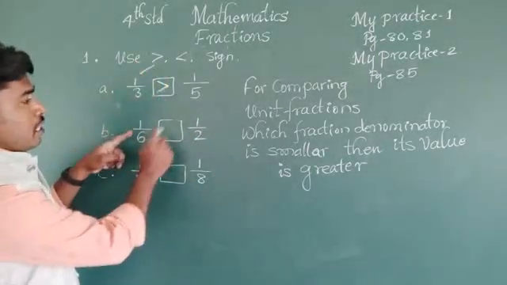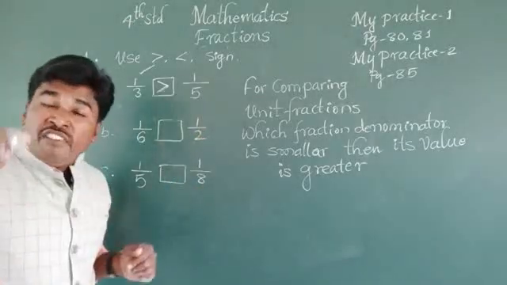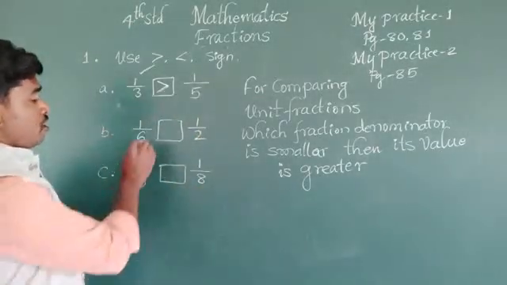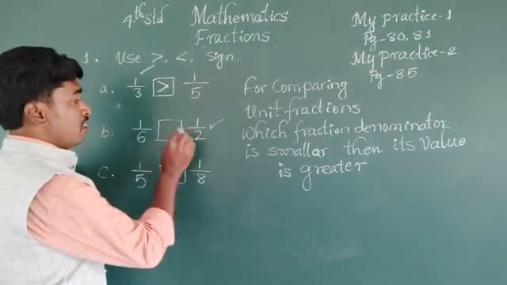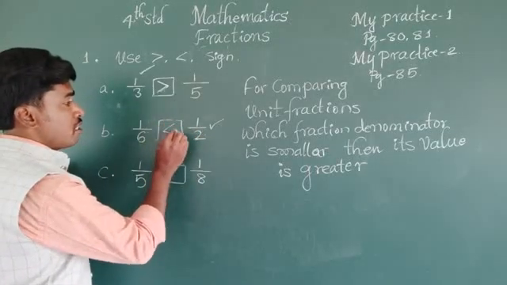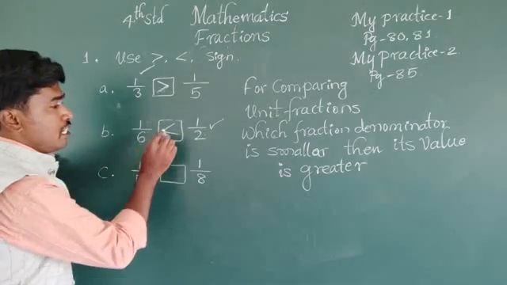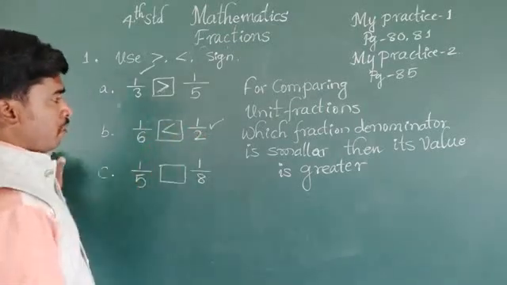Observe this, 1 by 6 and 1 by 2. Which denominator is greater? 6 is greater than 2. So this value is smaller, so you can use this sign: 1 by 6 is smaller than 1 by 2.